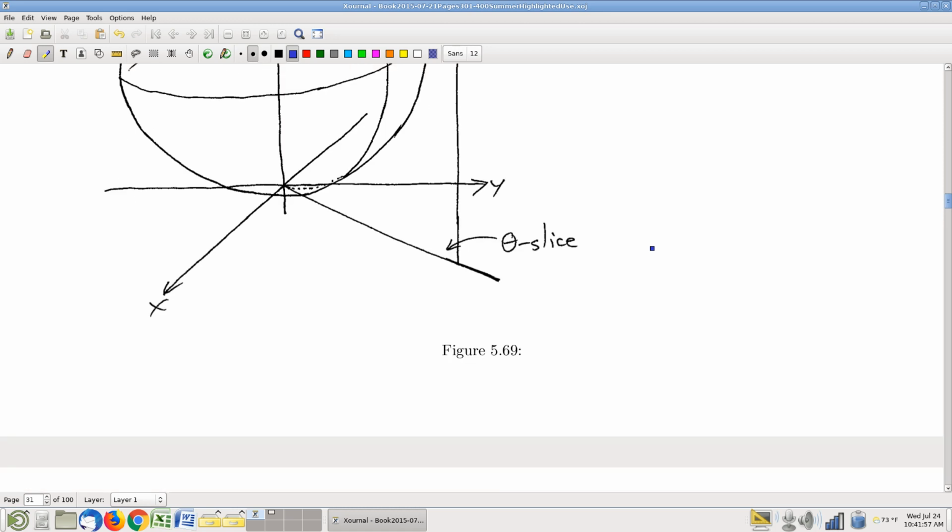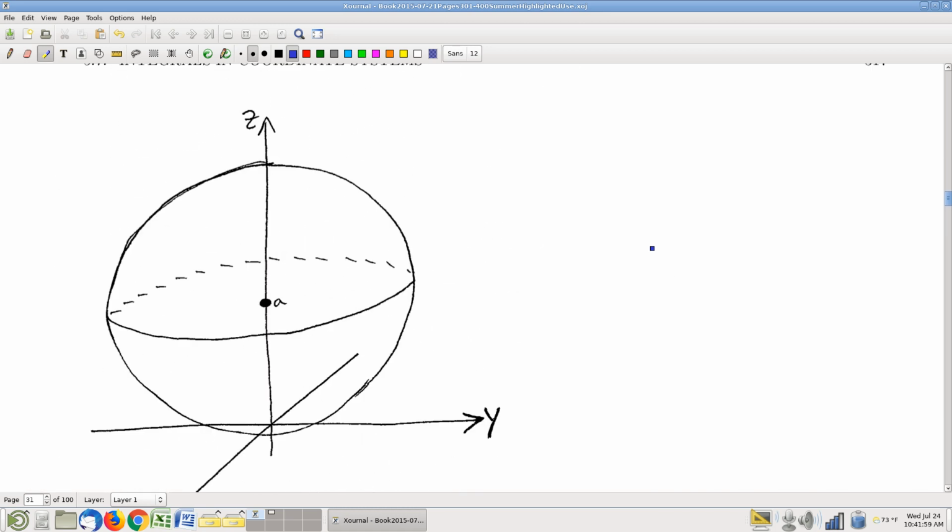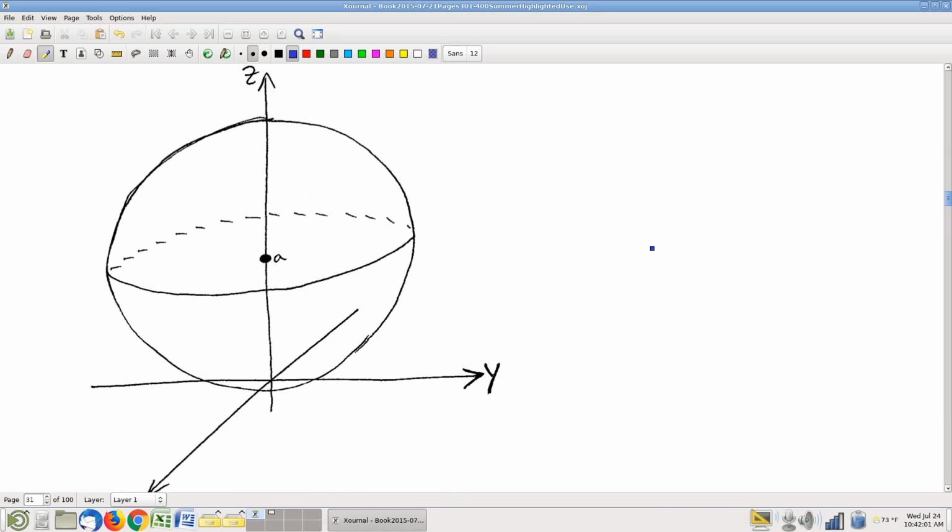Let's see, what pictures do I have here to work with? Good. Okay. So theta first. Theta starts at 0. Let's think about what our theta slices look like.